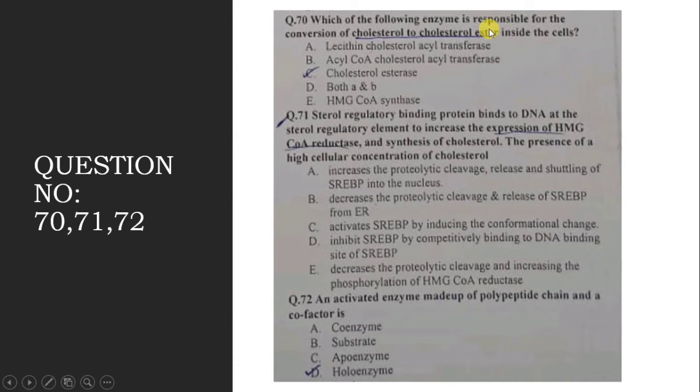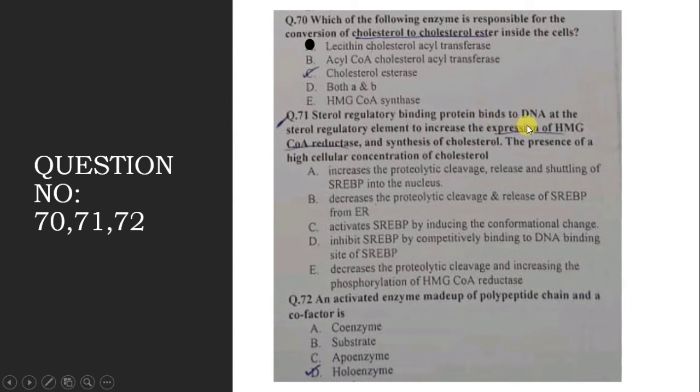Question 70 says, which of the following enzymes is responsible for the formation of cholesterol ester in the blood? Lecithin cholesterol acyltransferase, acyl-CoA cholesterol acyltransferase, cholesterol esterase, both A and B, or HMG-CoA synthase. Option A is correct, which is lecithin cholesterol acyltransferase, also called the LCAT enzyme. LCAT causes the formation of cholesterol ester from cholesterol. So cholesterol reacts with lecithin to form cholesterol ester and lysolecithin, which is catalyzed by the enzyme LCAT.